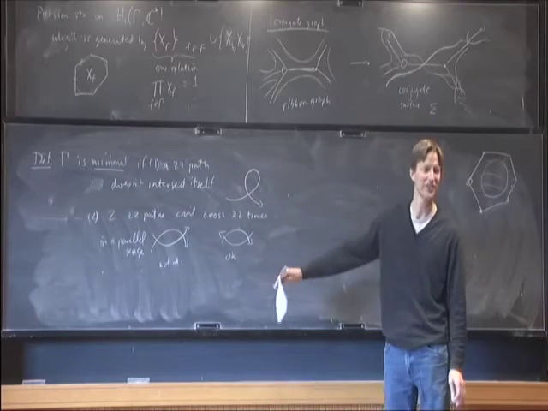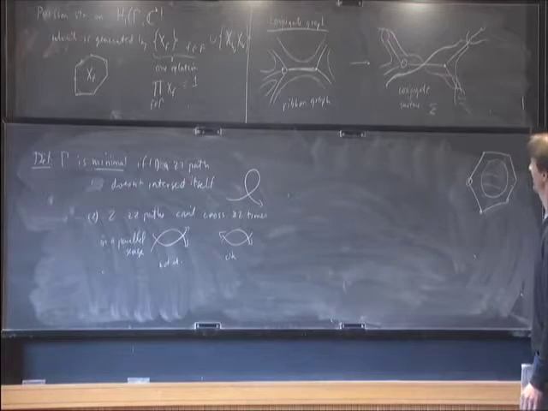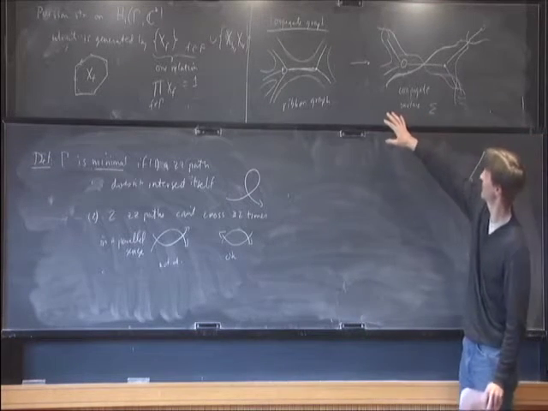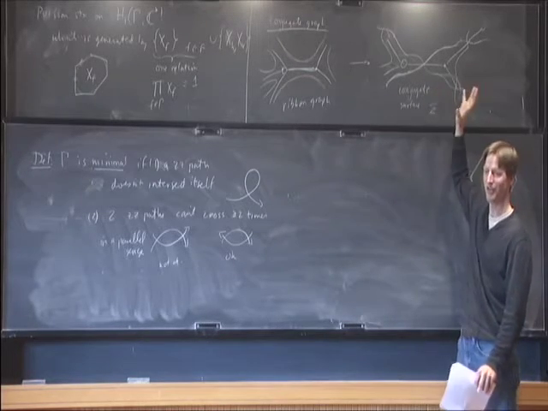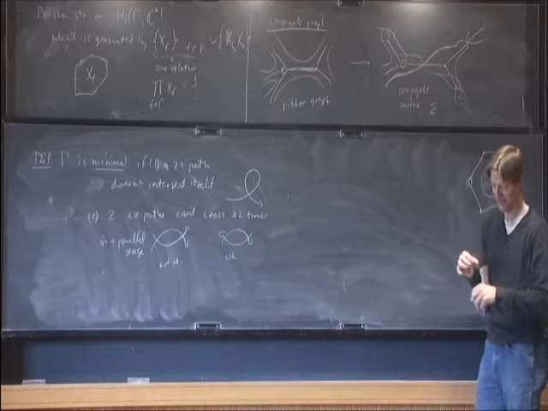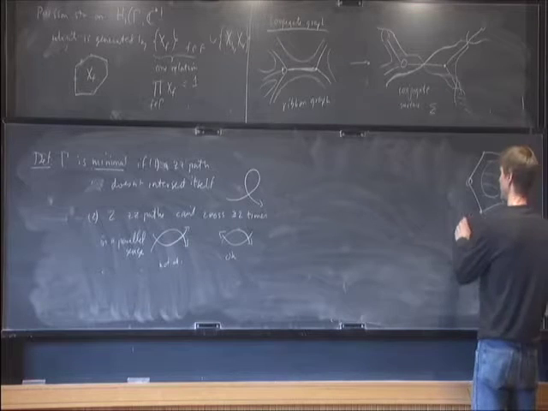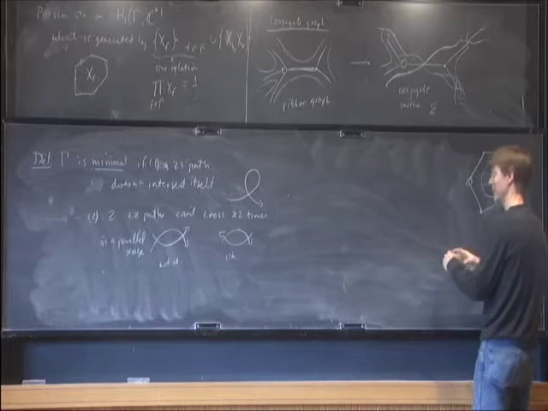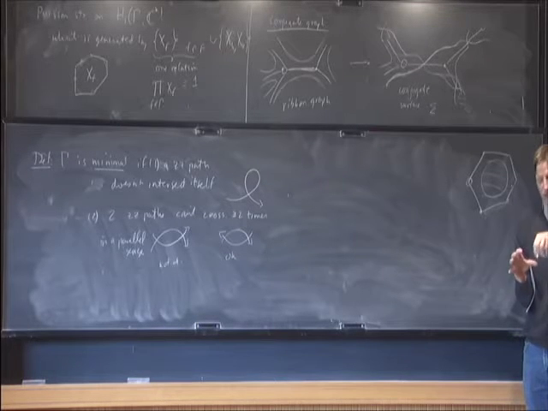Anyway, it's a somewhat technical looking condition, but the consequence of this is that when you make this conjugate surface and you glue in the disks, the graph is properly embedded on the surface in the sense that every complementary component is contractible. Your graph has to fill the surface in the sense that every complementary component is a disk.